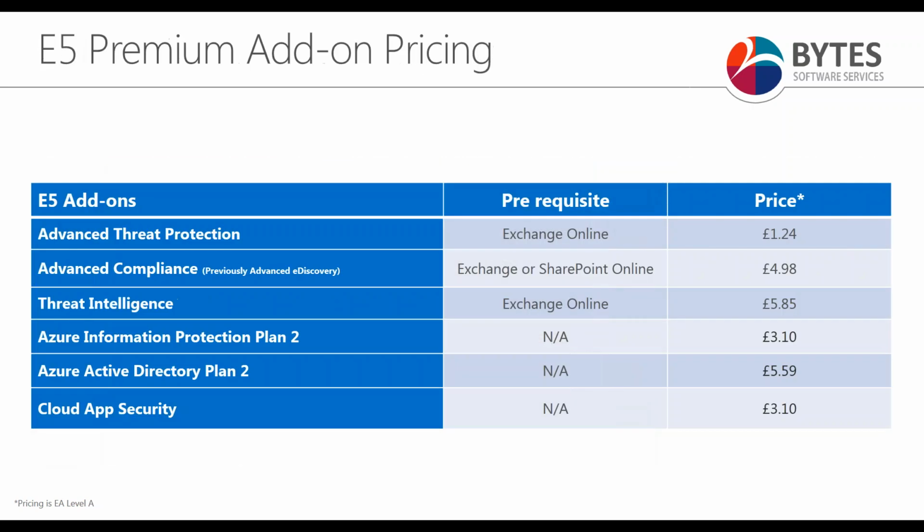Now, if you're only interested in one of the services, I've got a list here of all of the security products available with Office 365 and EMS. If you're only interested in one of those services and you're already licensed with Office 365 E3 or EMS E3 or Microsoft 365 E3, then you can also purchase these on a standalone basis.